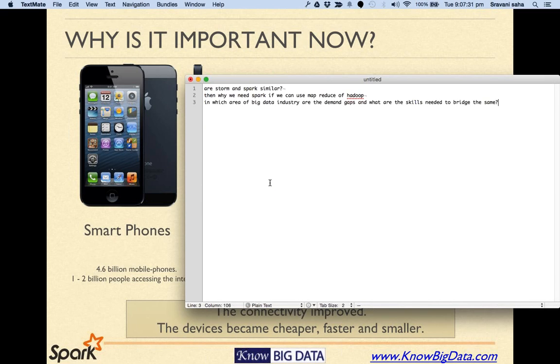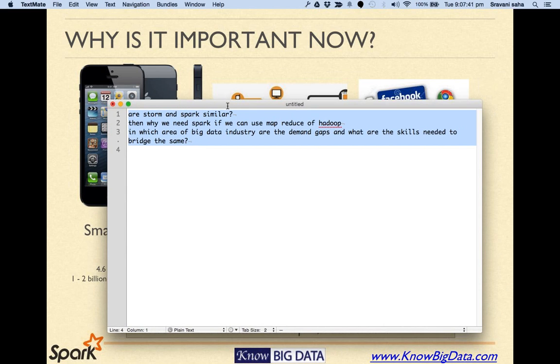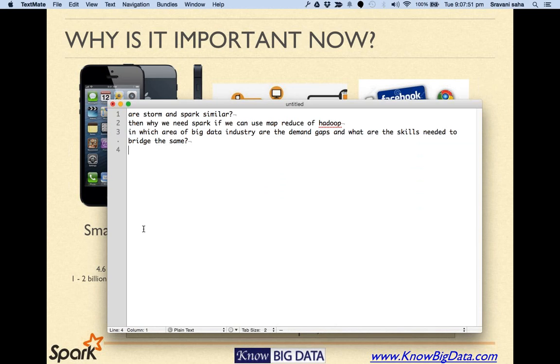So Satya's question is, in which area of big data industry, let me increase the font. In which area of big data industry are the demand gaps and what are the skills needed to bridge the same? Okay. Generally the demand gap is shown by the salary differences. And as of now, the demand in big data industry, specifically Hadoop and Spark and data sciences, is really high. If you look at the salary trends at Indeed.com, you should get an answer.